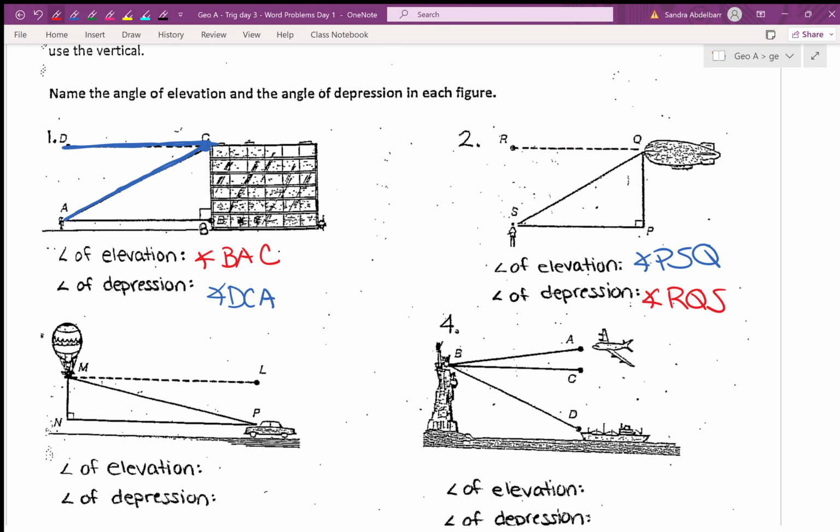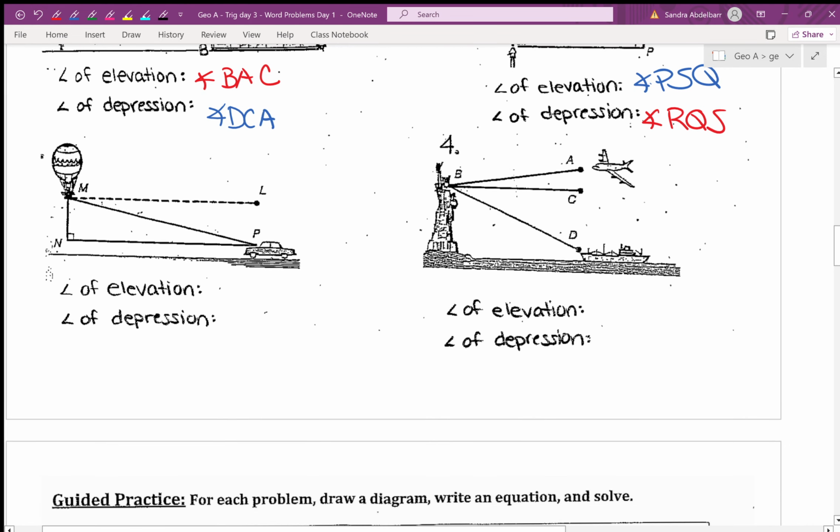All right, number 3. Can somebody tell me the angle of elevation with number 3? The angle of elevation in number 3. Julia.